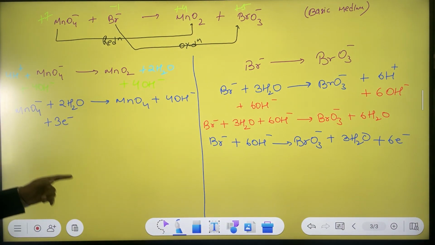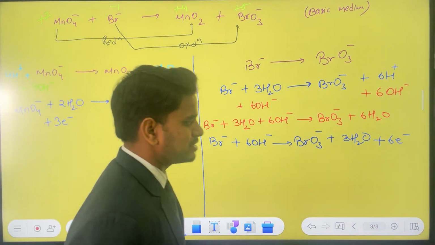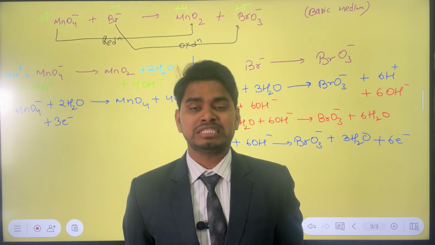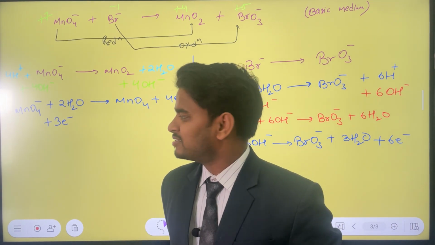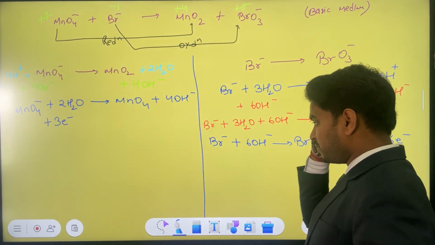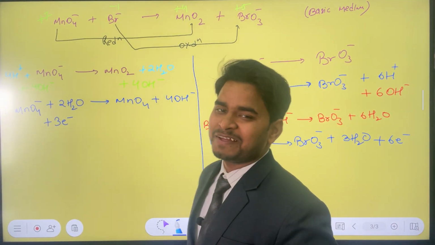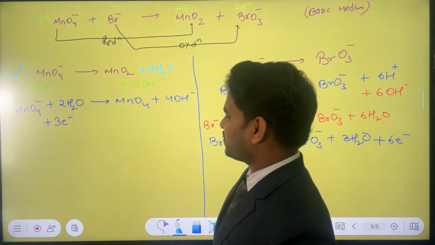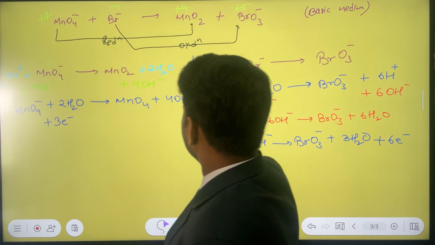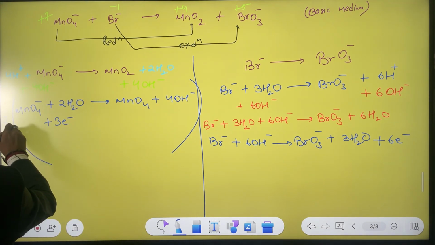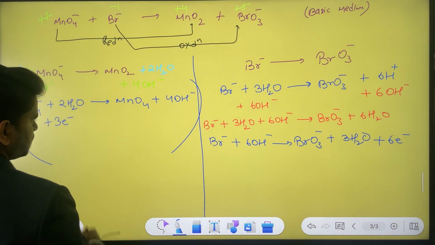Here we have 3 electrons. Here we have 6 electrons. What do you think? How can we balance it? We need a situation that the number of electrons on the left and the number of electrons on the right should be equal. So here we have 3 electrons on the left side. We have 6 electrons on the right side. So what should be done? This equation needs to be multiplied by 2.